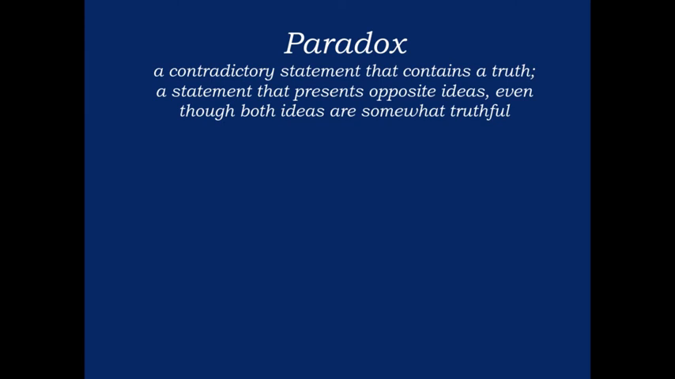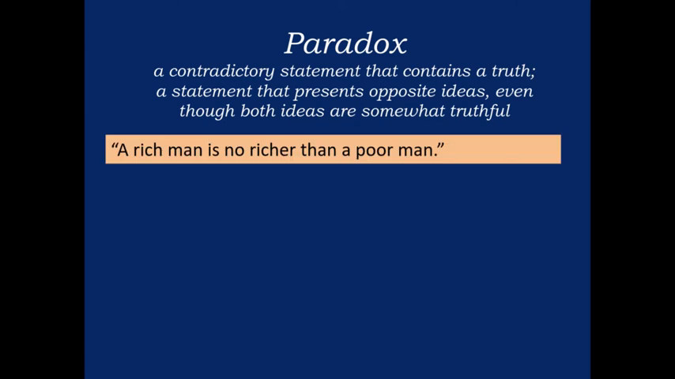This is a contradictory statement that contains a truth, a statement that presents opposite ideas, even though both ideas are somewhat truthful. So for instance, a rich man is no richer than a poor man. Well, hold on. A rich man might have more money, right? So it doesn't seem like it can be true, but think about it. When we talk about rich and poor, is it always just to do with money?